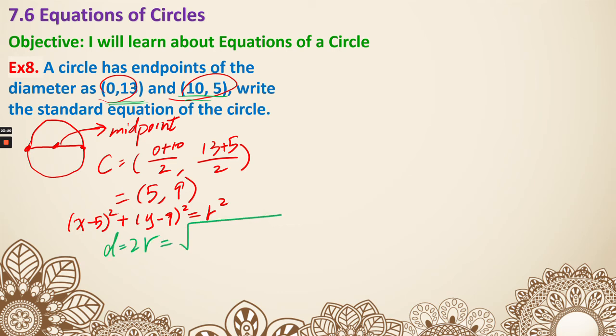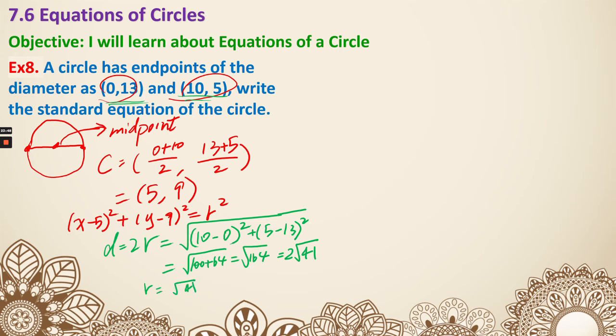That's going to equal the square root of (10 - 0)² + (5 - 13)², which actually is going to be 100 plus 64, which is the square root of 164. If you simplify that, that's going to be 2 square root of 41, which means my r is actually going to be square root of 41. So when I square it, that's just going to be 41. My equation is (x - 5)² + (y - 9)² = r², which is 41. That's example 8.